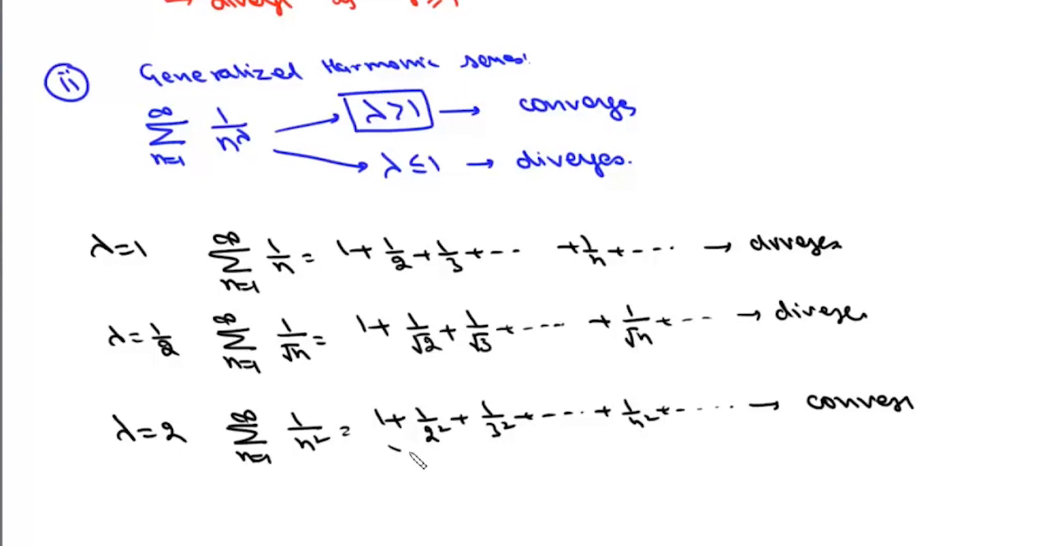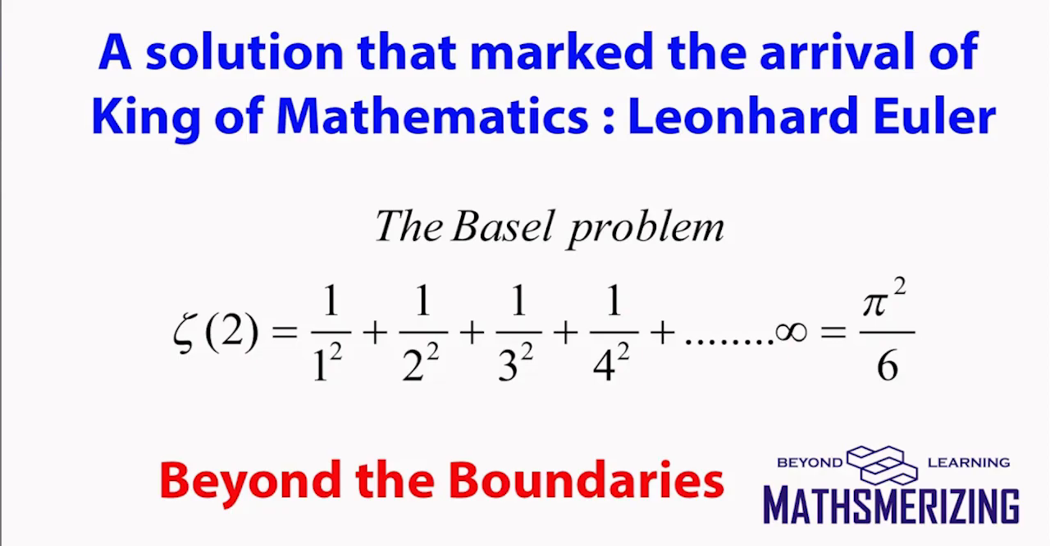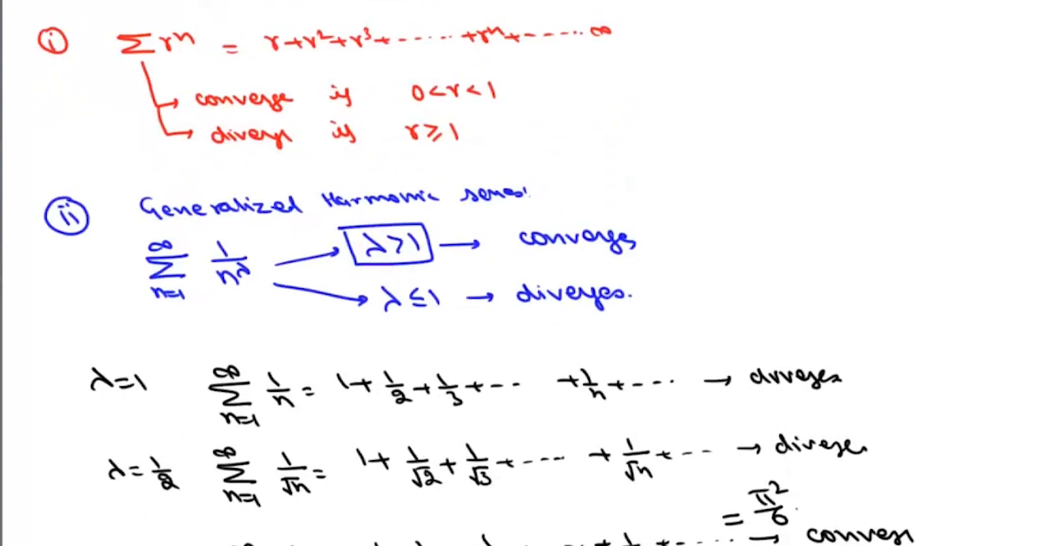Actually, this is a very famous problem, and it goes by the name the Basel problem. And we have already proved that the sum of the series is pi square by 6. If you are interested in the solution to this Basel problem, I'll provide the link to that video in the description below. So we are going to use these two standard series for determining convergence of series. First one is your infinite GP, and the second one is your generalized harmonic series.